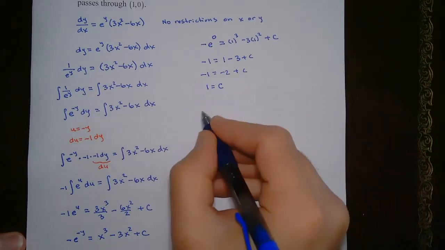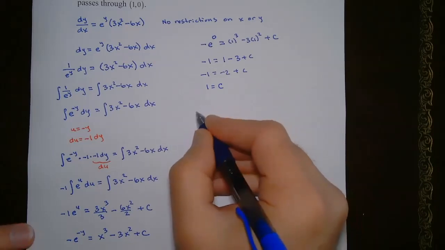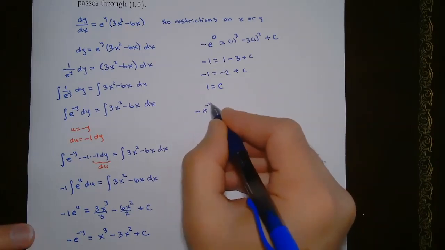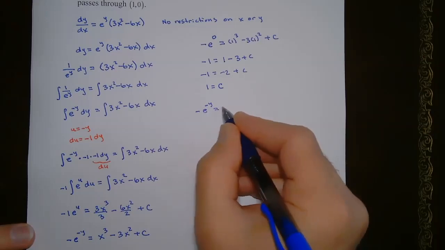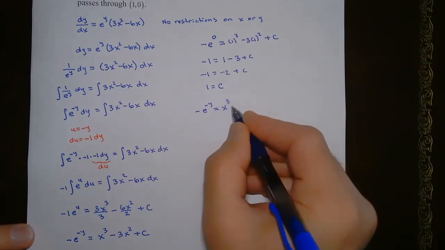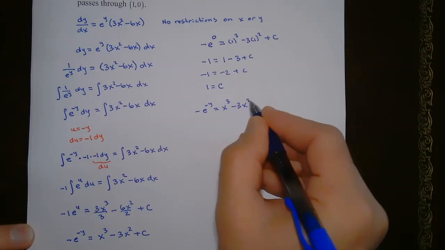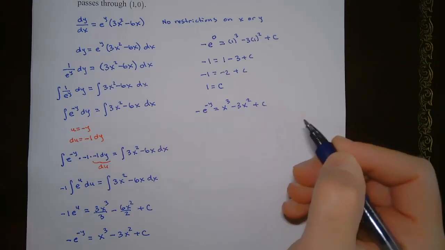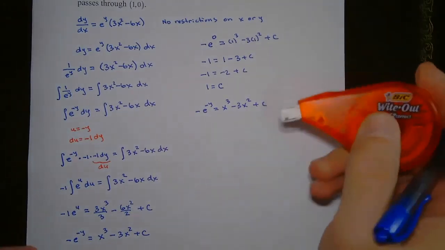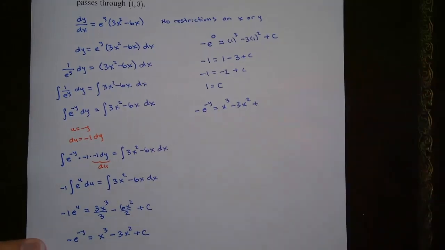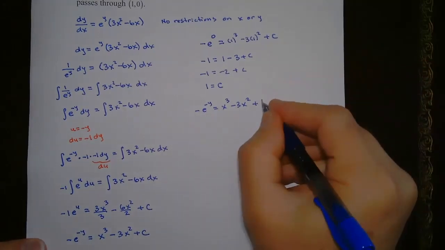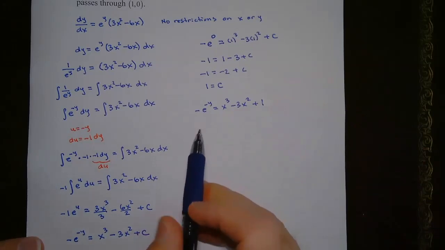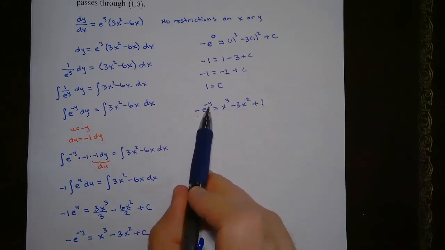All right, so now what I know is that negative e to the -y is equal to x cubed minus 3x squared plus c. And now I need, no, not plus c. We figured out what c is, right? Plus 1. All right. So now what I want to do is solve this for y.